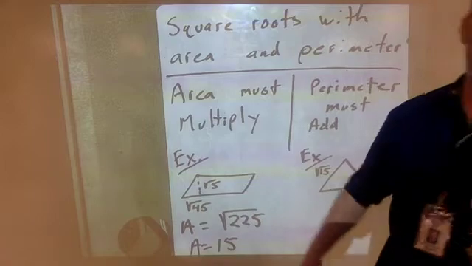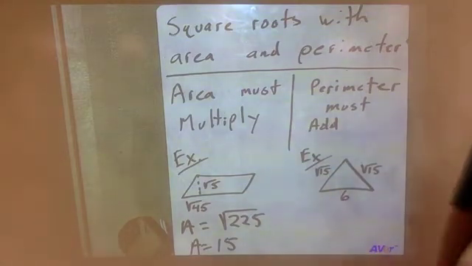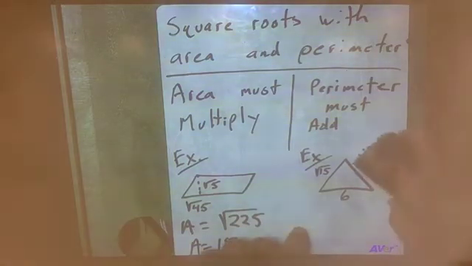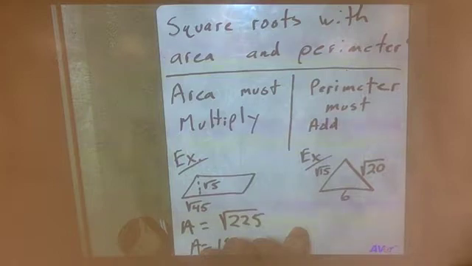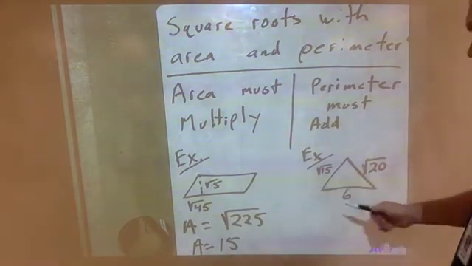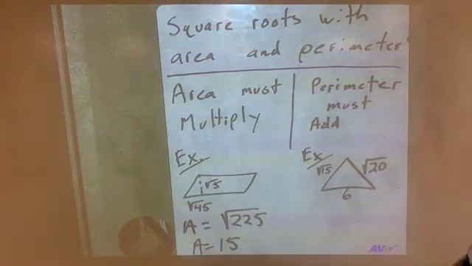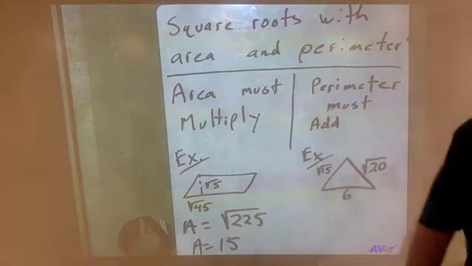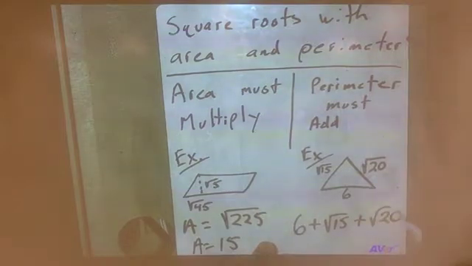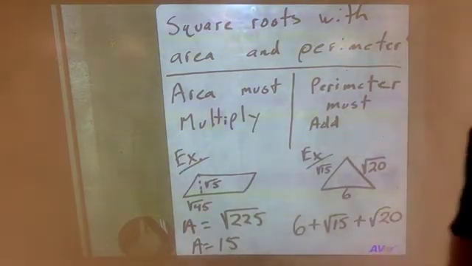Okay, when it comes to adding, you cannot add square roots if they're not the same number. So here's a triangle that has 3 sides labeled, square root of 15, square root of 20, and 6. And I want to know the perimeter of that triangle. You have to add those 3 things together. So that's 6 plus the square root of 15 plus the square root of 20. And that's it. That's the answer.